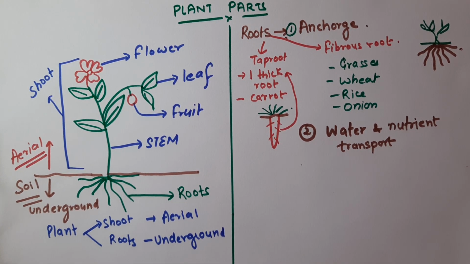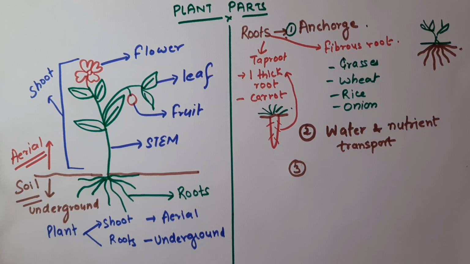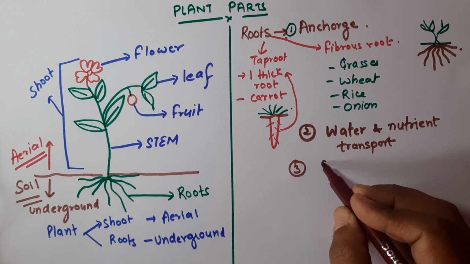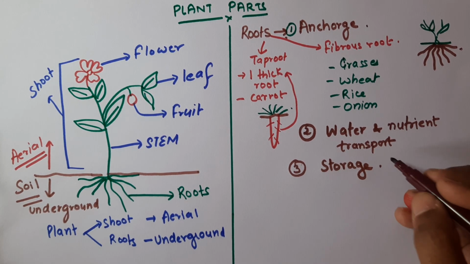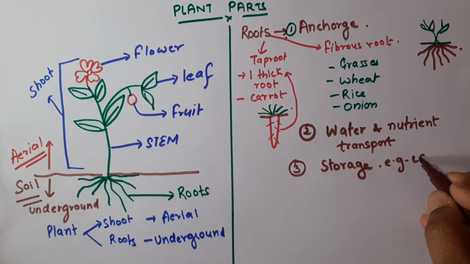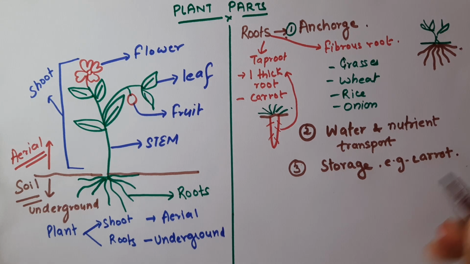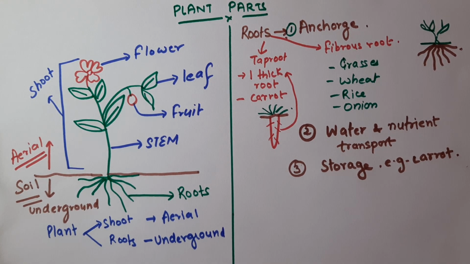Okay, and the third important function is, in some plants, students, like for example carrot, radish, and beetroot, the food prepared by the plant is stored in the root. So some roots will act as storage for storing the food prepared by the plant. Example here is carrot only. Carrot, radish, etc. So when you are eating the carrot, students, you are eating a root. You got this? You have to remember this. When you are eating a carrot, when you are eating the radish, then you are eating the root.